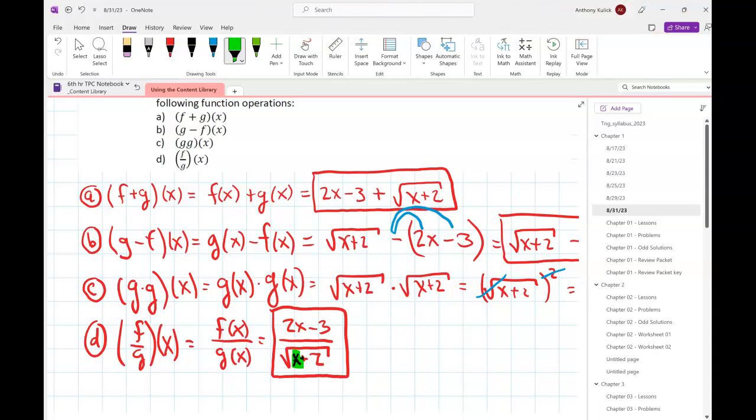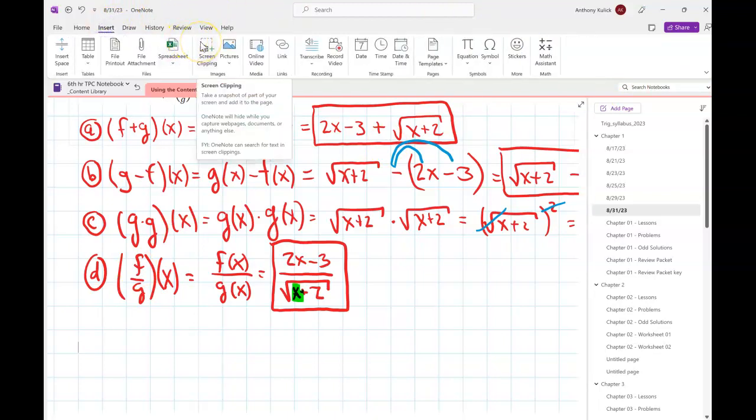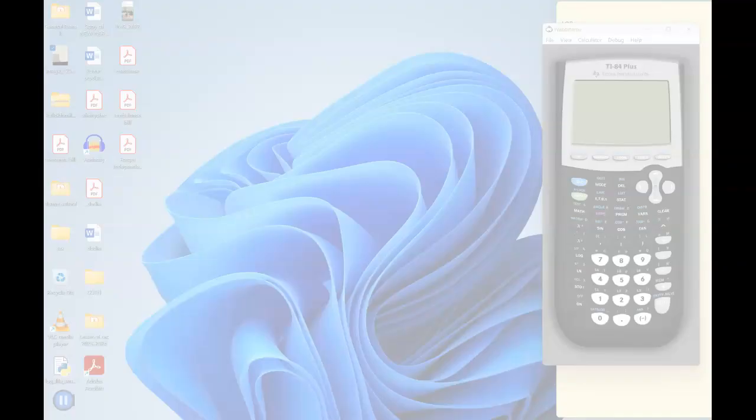There's a fifth operation that we define on functions. Does anybody remember this? This would have been something you talked about last year in your Algebra 2 course. A fifth operation we can do on functions starts with the letter C. It's called composition. So what does composition of two functions mean?